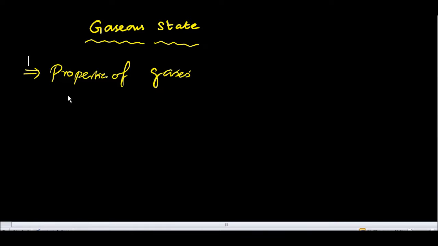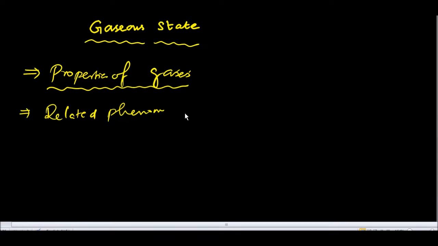For all these gases, the properties are to be studied, and certain phenomena which are related to these gases. So this is the main objective of learning this lesson called gaseous state. Regarding this lesson, the first and important point, you should know the meaning of pressure.